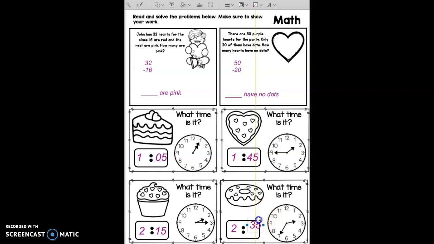Beautiful. Okay. So that's a quick little introduction to telling time. Okay. And we'll be doing a lot more really soon. Okay. Nice work, second graders.